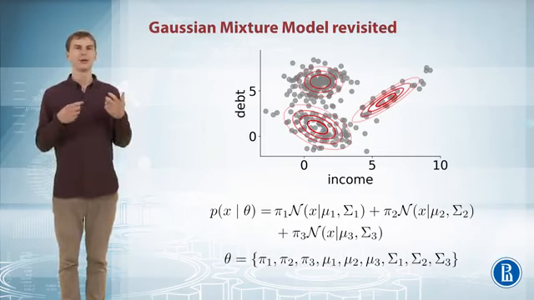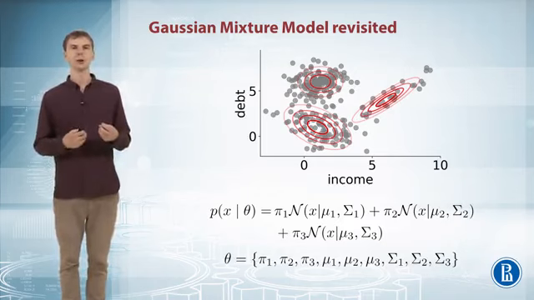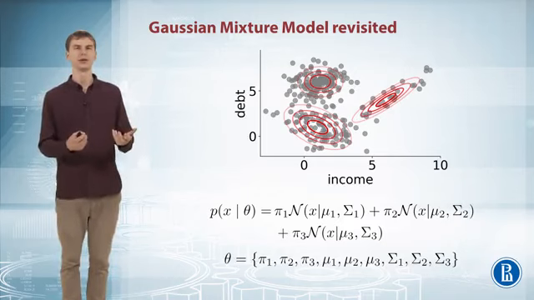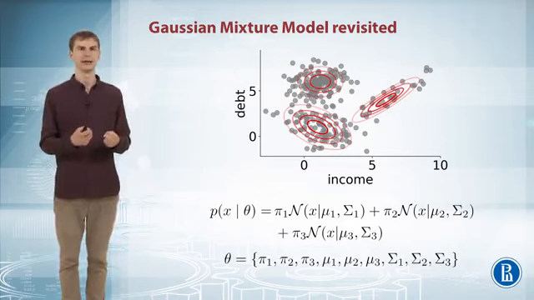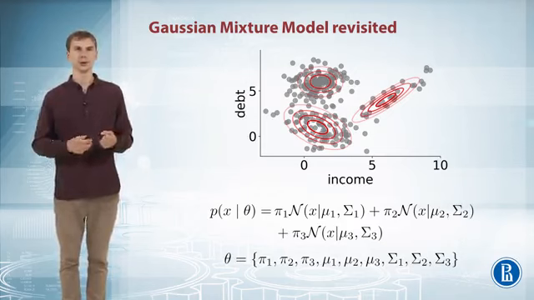So, recall that in the Gaussian mixture model, we have a data set of points and we want to model them with a mixture of Gaussians, naturally. So, the density of each data point is a weighted sum of several different Gaussian densities. And we have three types of parameters: the weights, the Gaussian locations, and the Gaussian covariance matrices.